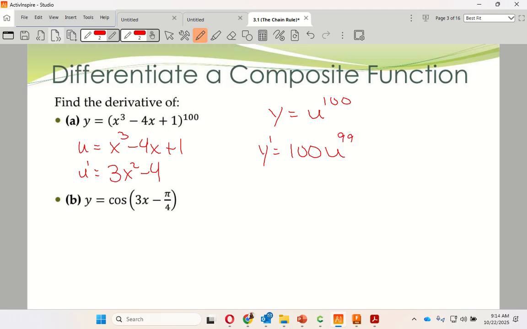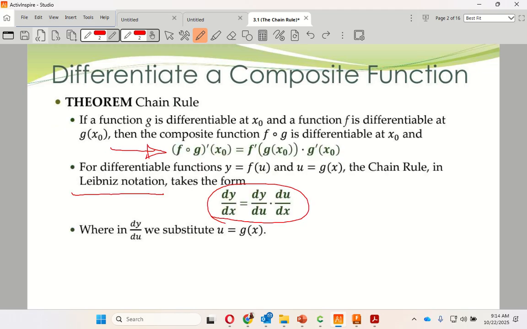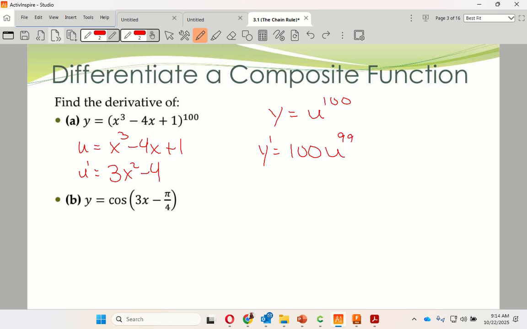But from my formula, since I have a u, I substituted and called it a u. What that means is I'm going to do times this, or in this case, the du. So I have the derivative of my sub, and then I multiply it by the derivative of what was my substitution. So it's going to be times u prime.